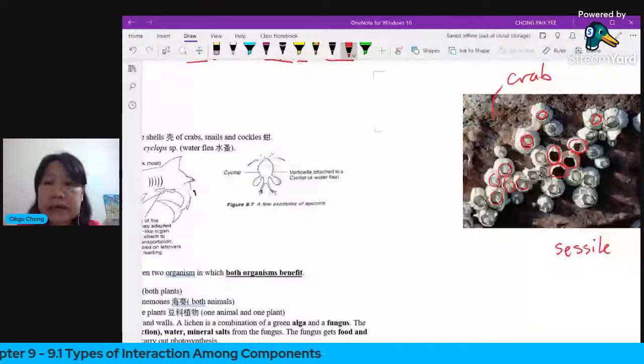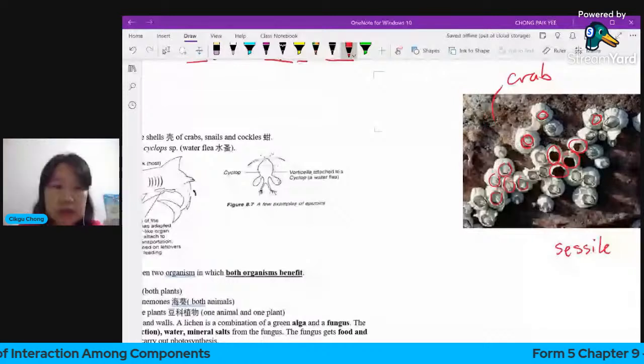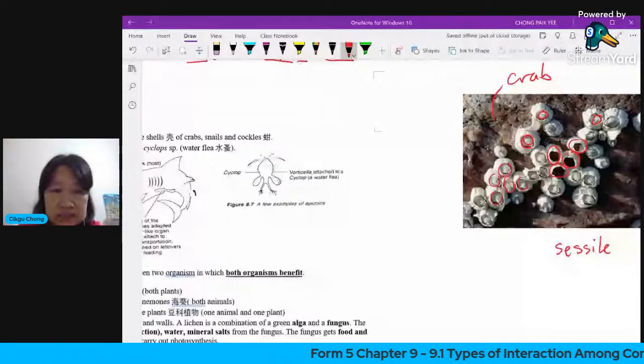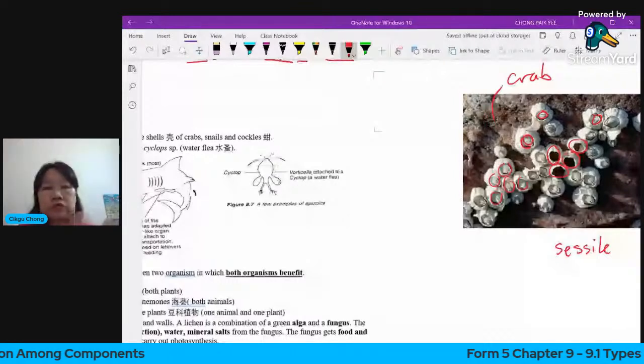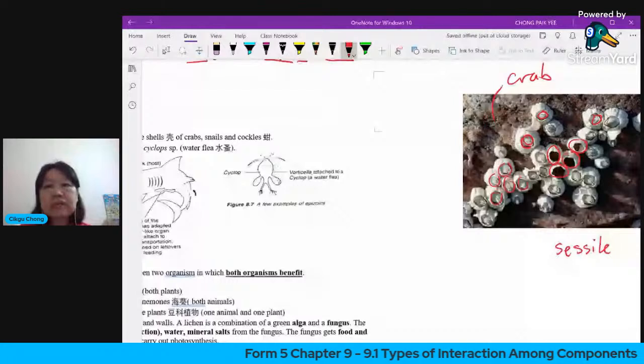Let's go to the next one, parasitism. Parasitism is very obvious. As we learned before, a parasite is not something that is good. One party gets something good because it is attached and absorbs the nutrients, while the other party loses nutrients, or may even become sick, or may even be infected with whatever pathogen the parasite may bring in.